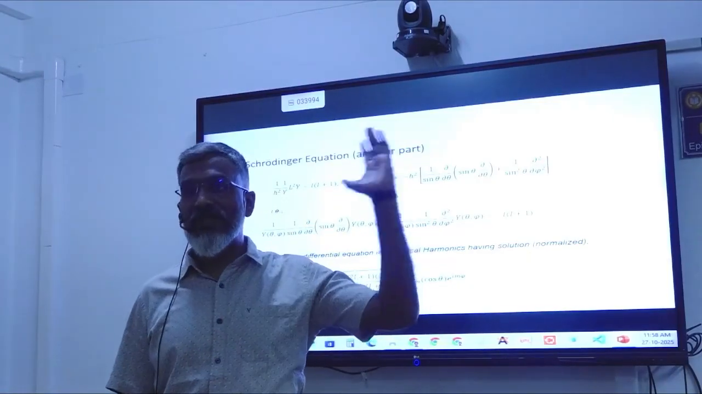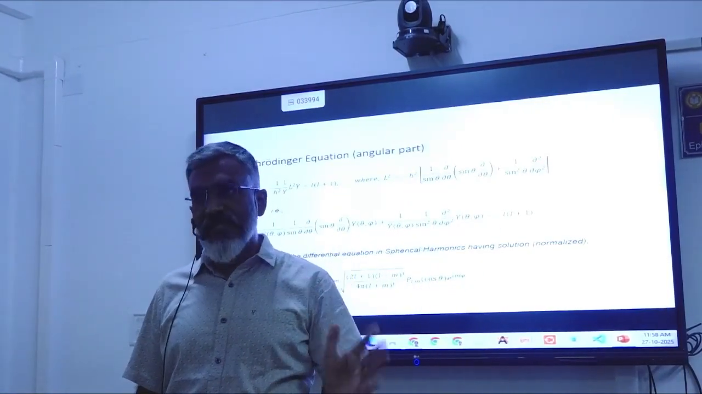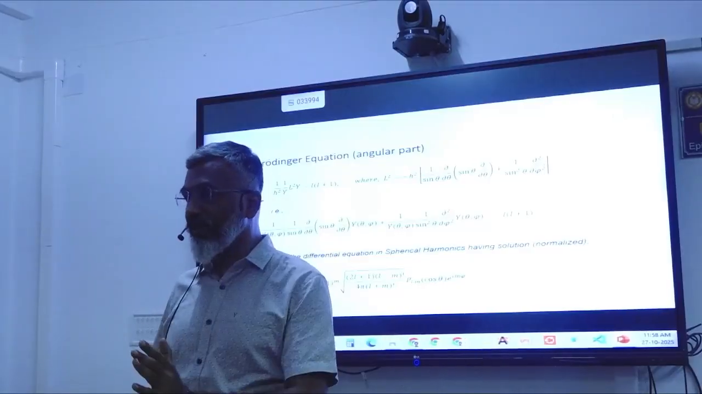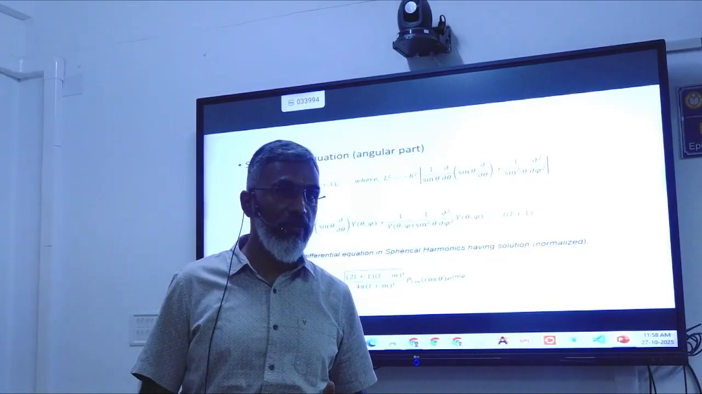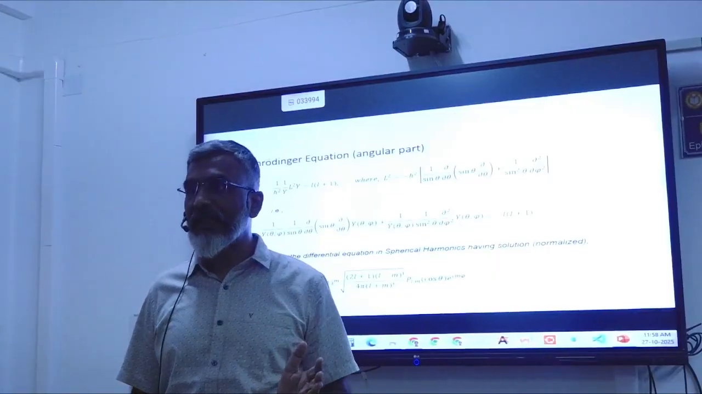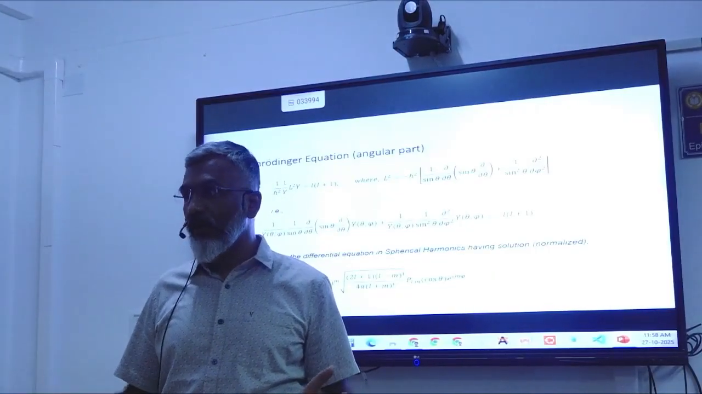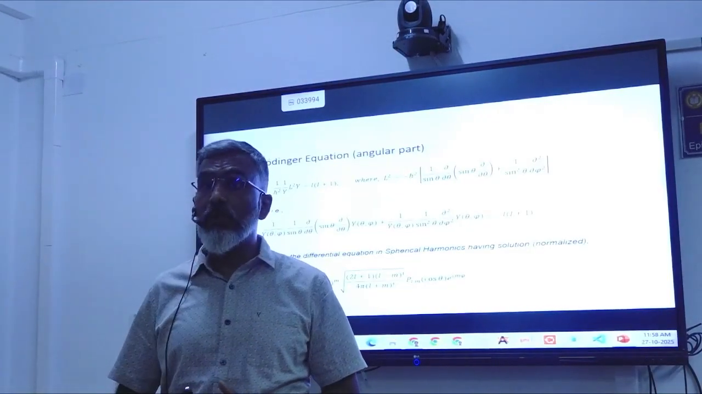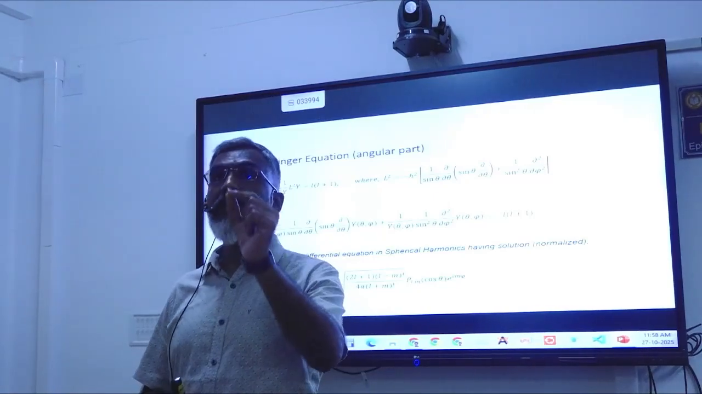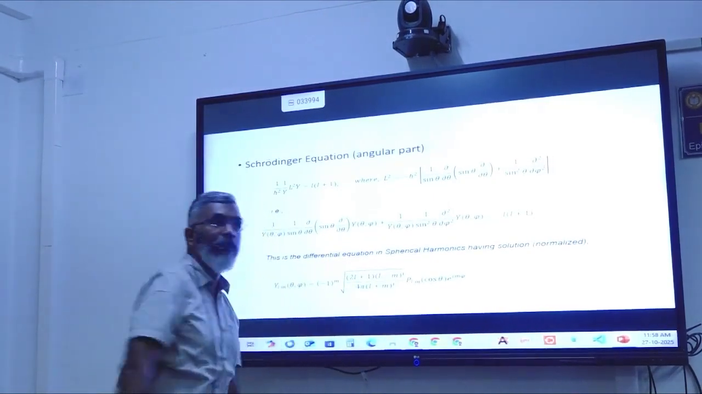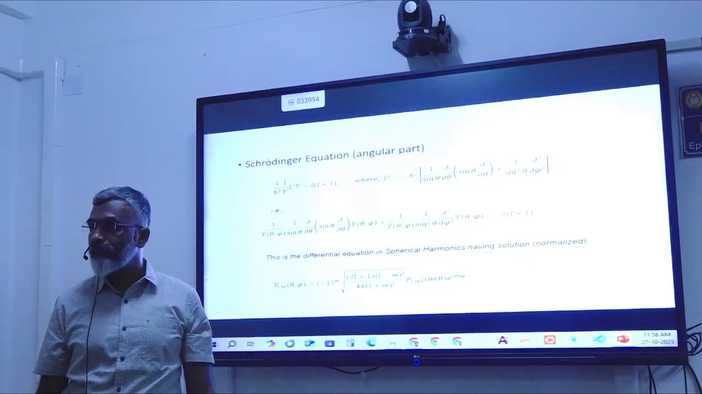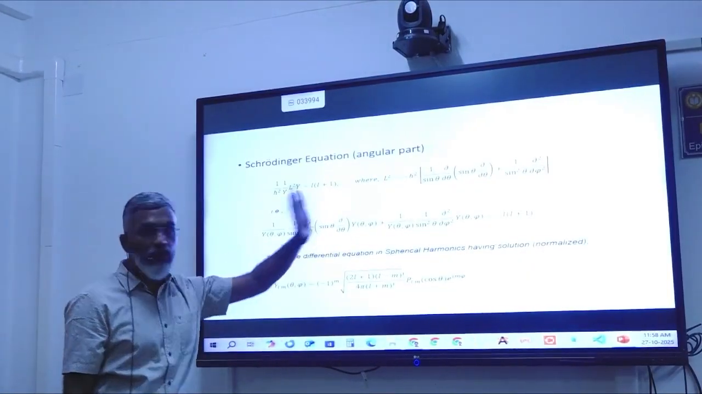Integral from minus infinity to plus infinity, psi star, psi, d tau. And it should be equal to 1. And that's the normalization condition. When you integrate it and equate it to 1, you'll find some constant which you need to multiply with the psi to get the normalized wave function. And that part is this. Clear? And it comes out when you do that.